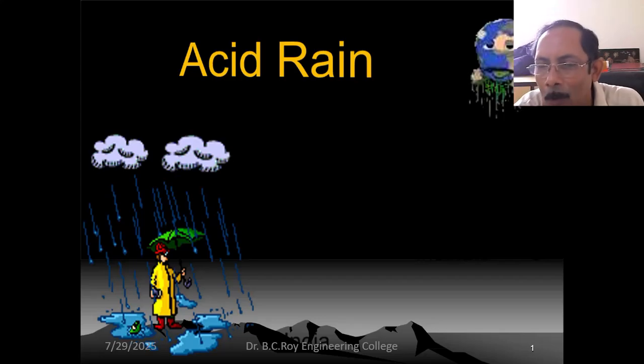Acid rain is one of the very important topics regarding air pollution. Acid rain occurs due to industrial pollution and other phenomena. Volcanic eruptions can also be responsible. Different types of gases coming out into the atmosphere are converted into different sorts of mineral acids like hydrochloric acid, nitric acid, and sulfuric acid, and precipitated as rain, called acid rain.